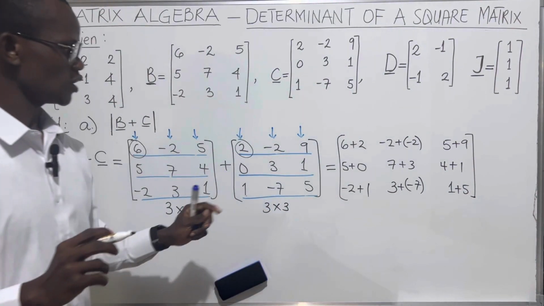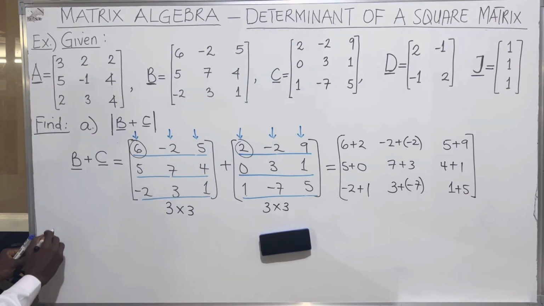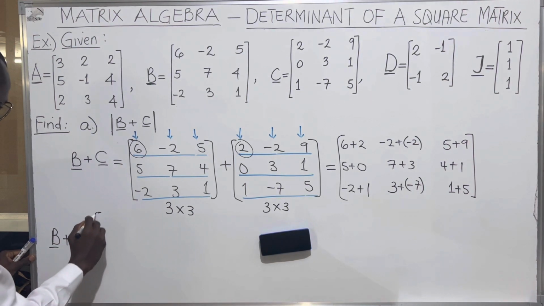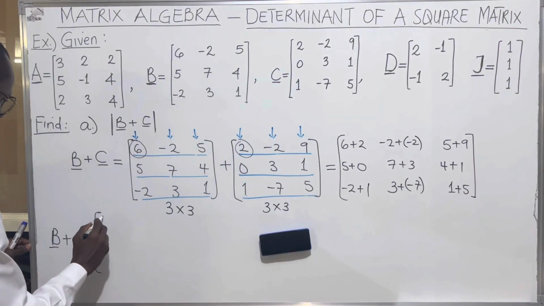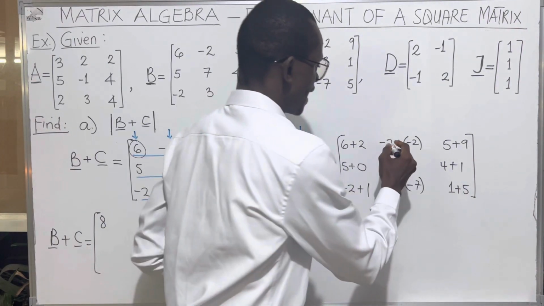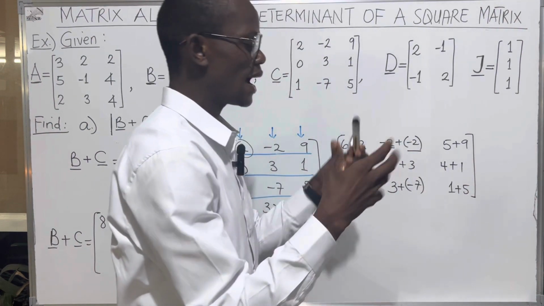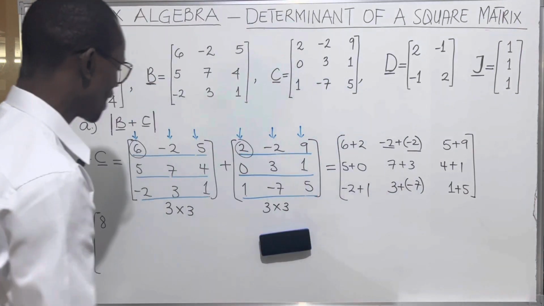Now, we can simplify that, and then matrix B plus matrix C will be equal to... So we have 6 plus 2 gives us 8. Now the signs here are different. When you are adding two numbers and the signs are the same, you add and take the sign. So minus 2 and minus 2 is minus 4.